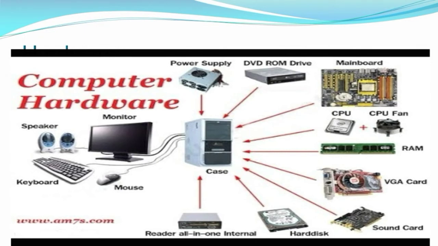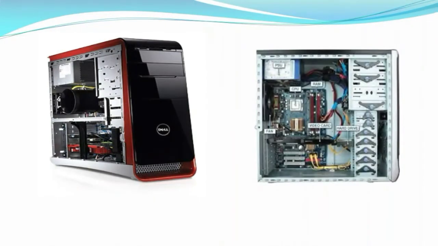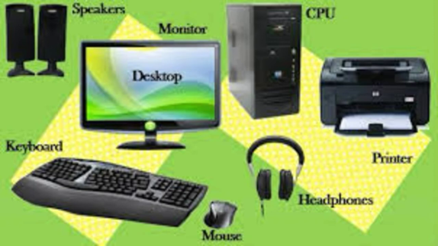Some parts of the computer, such as the CPU, are enclosed in a box called a CPU cabinet, computer case, or just case, and cannot be seen until we open the case. Some other parts of the computer, such as the monitor, keyboard, mouse, speakers, and printer, are visible as they are located outside the computer case. The hardware devices of a computer can be further classified into the following four categories.